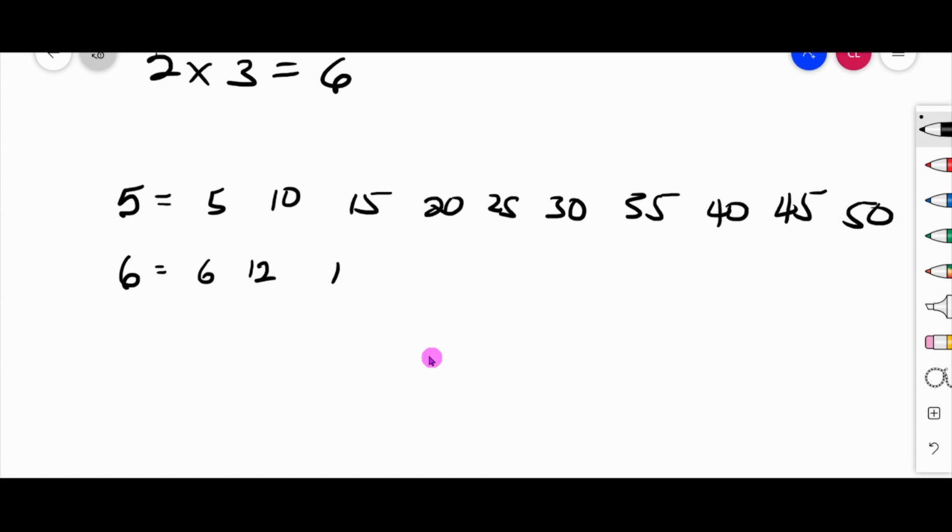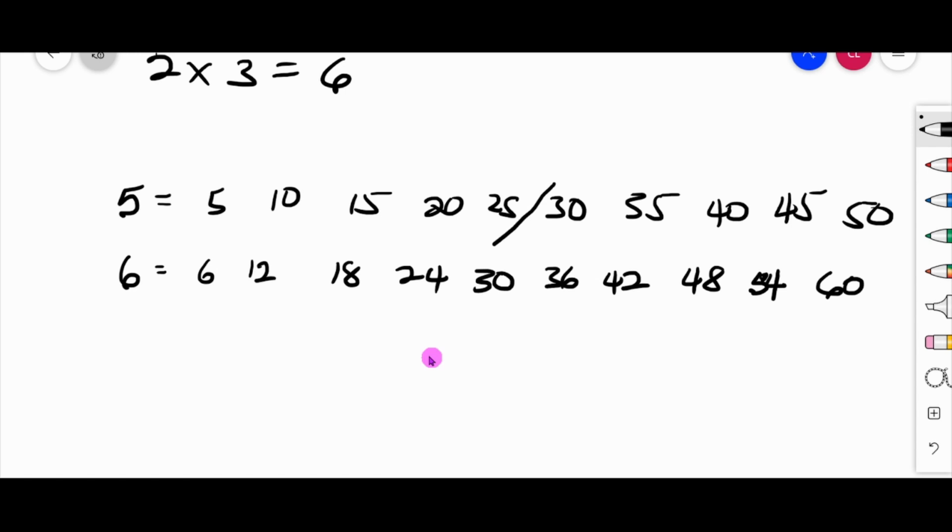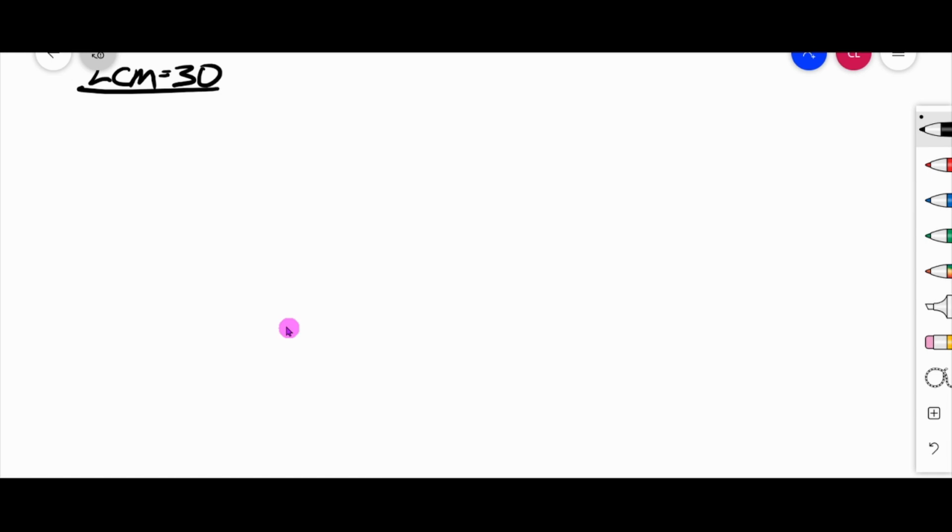6, 12, 18, 24, 30, 36, 42, 48, 54, and 60. Now we're going to look for the lowest common multiple, because these are multiples of 5 and these are multiples of 6. The lowest common multiple here is going to be 30. So 30, the LCM here is equal to 30. So they're asking us what would be the LCM of 5 and 6. So LCM of 5 and 6.